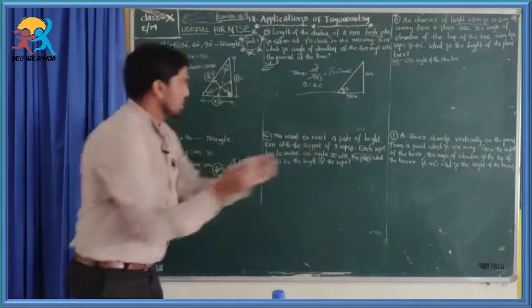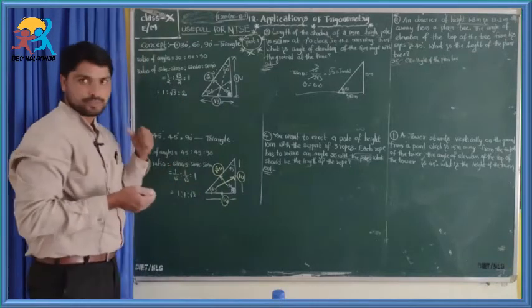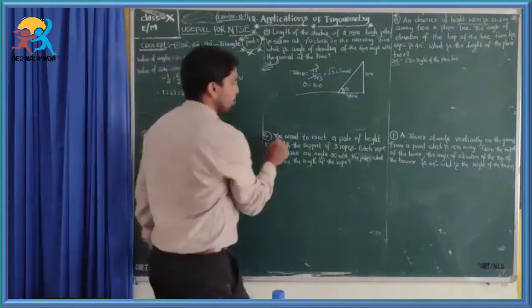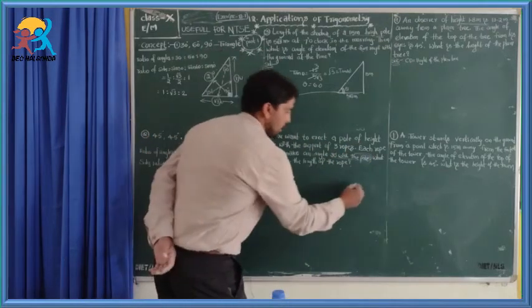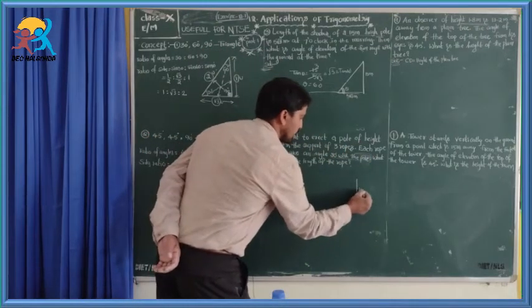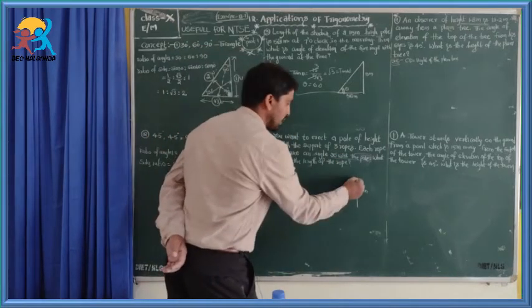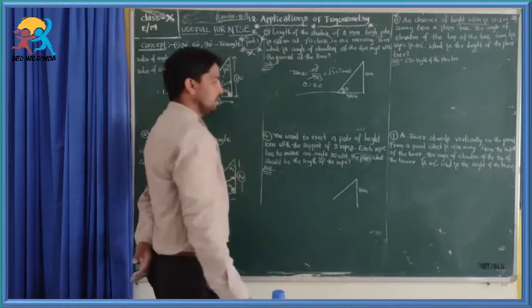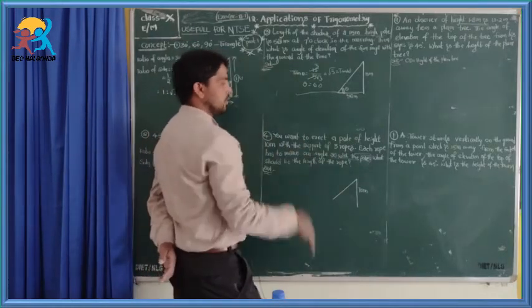Come to the next question, the fourth one. How is it solved using these two concepts? You want to erect a pole of height 10 meter with the support of 3 ropes. Let us consider a pole of height 10 meter, and I am drawing only one rope. We find the length of one rope and multiply it by 3 to get the length of 3 ropes.